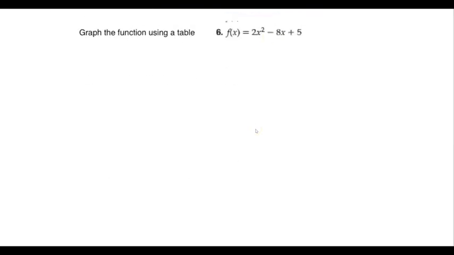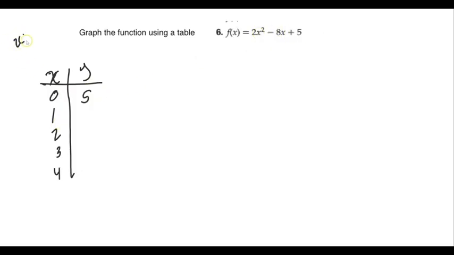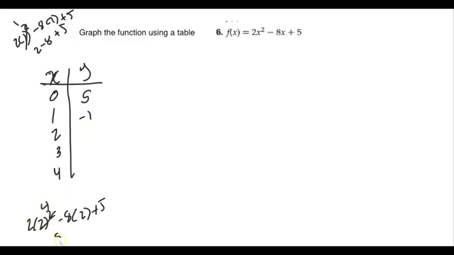First, let's see what this looks like. I always do it with a table first, with x values 0, 1, 2, 3, 4. I plug in 0 and I just get 5. Plug in 1: 2 times 1 squared minus 8 times 1 plus 5 is 2 minus 8 plus 5, negative 1. Plug in 2, I get 8 minus 16 plus 5, negative 3. Plug in 3, 18 minus 24 plus 5, I get negative 1. Plug in 4, and I get 5.